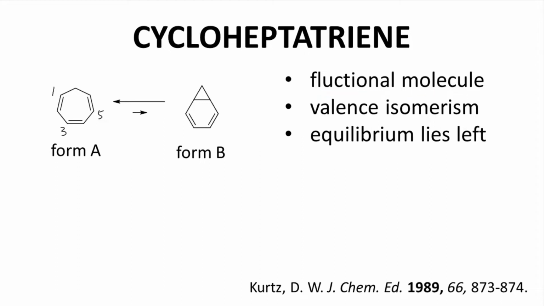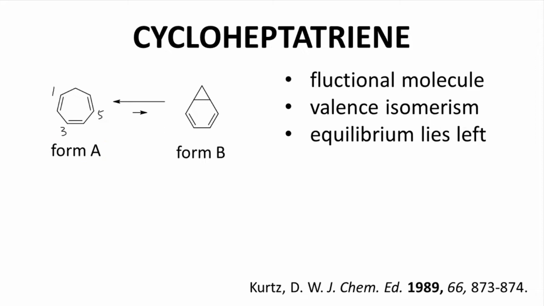This is an example of valence isomerism, which is a fairly uncommon form of isomerism, but is encountered on occasion. The citation from Chem Ed in the lower right corner provides a few paragraphs on the ideas of fluctional molecules and valence isomerism. Note that the equilibrium very strongly favors form A, so most people ignore the presence of form B when discussing cycloheptatriene.